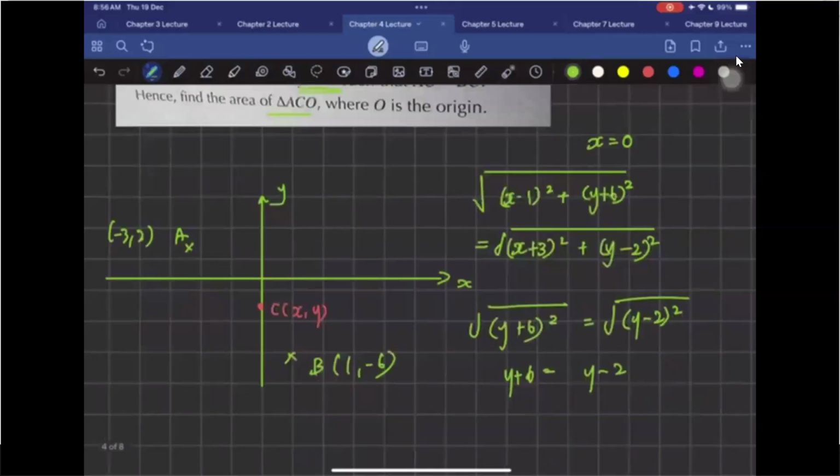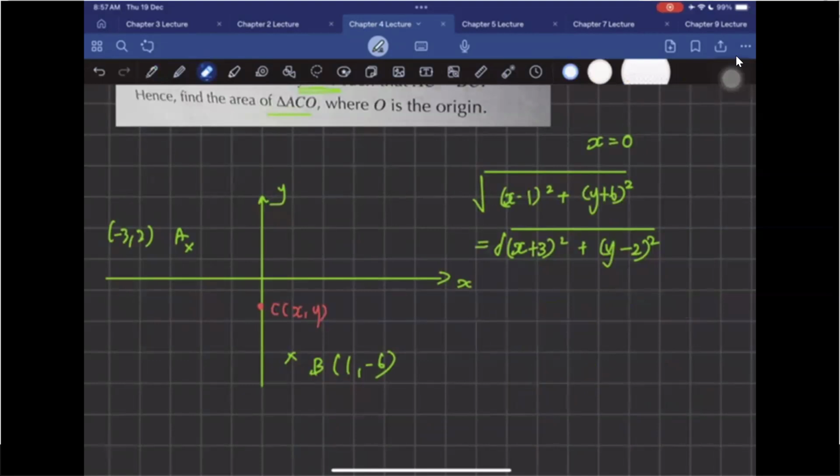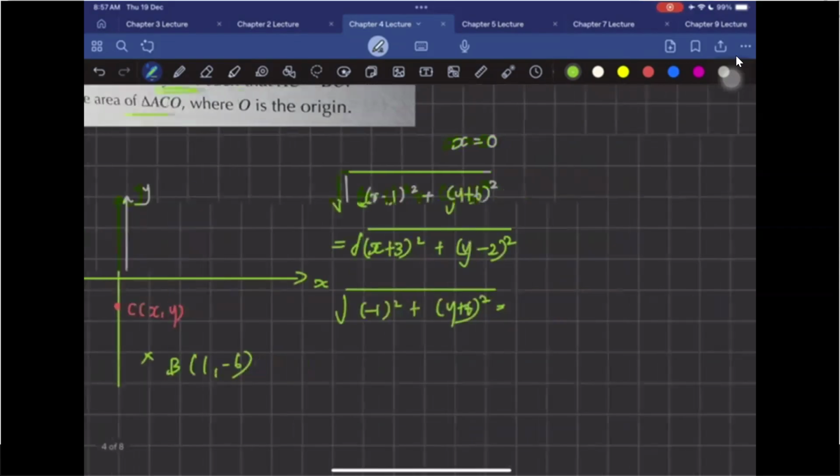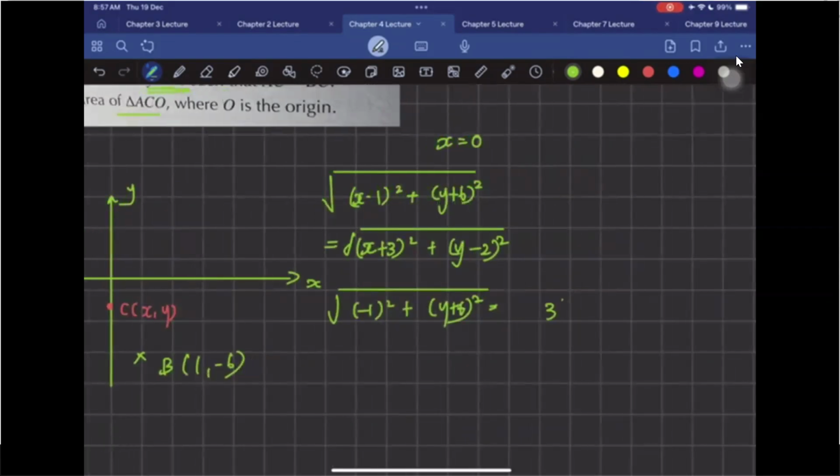Okay, sorry, I made a minor mistake. So earlier we said that x is equal to 0, right? So you can't really cancel off x. It still stays there, but just sub in as x is equal to 0. So in this case, it will be minus 1 square plus y plus 6 square, square root, is equal to 3 square plus y minus 2 square root.